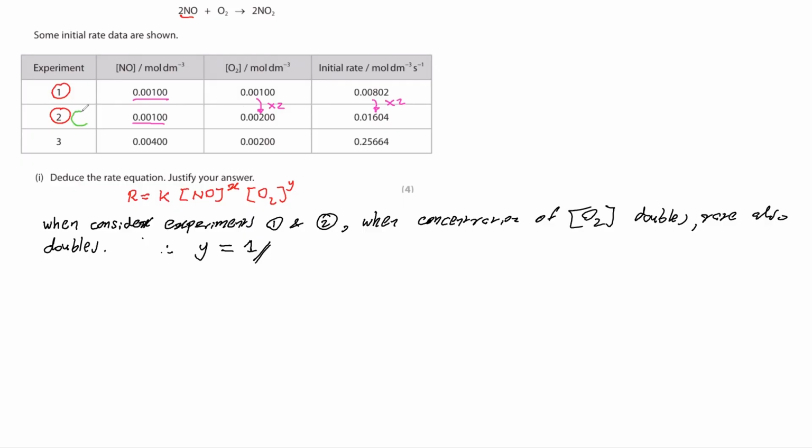You can see here, experiment 2 and 3. I'll take experiment 2 and 3. Can you see the concentration of oxygen is now fixed, right? What I have done here is I have increased the concentration of nitrogen monoxide by 4 times. When the concentration of nitrogen monoxide increased by 4 times, how many times has the rate increased? If you make the division, let's do that one.